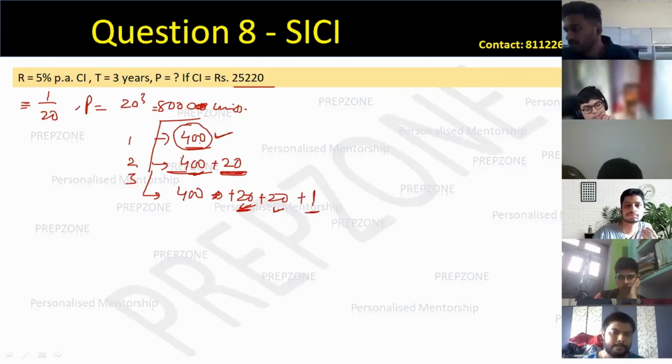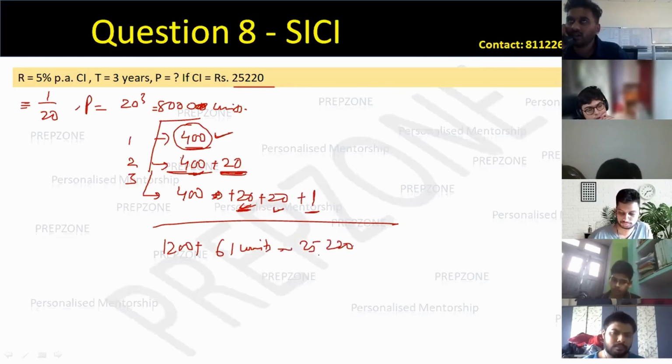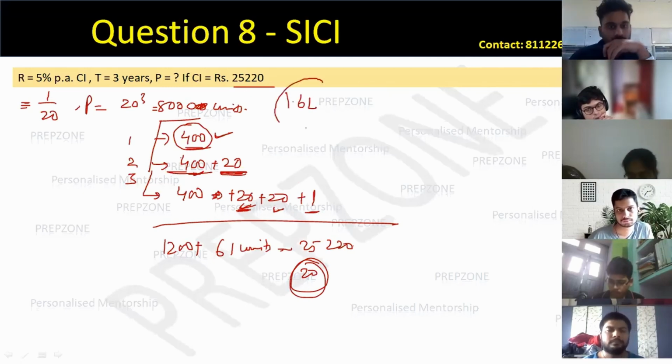Okay. So now if you just try to add all of them, this is what, 1200 plus 61 units. So 1261 units correspond to 25220, which means 1 unit is rupees 20. So principal was 8000 units, 8000 into 20. Answer is 1.6 lakhs.